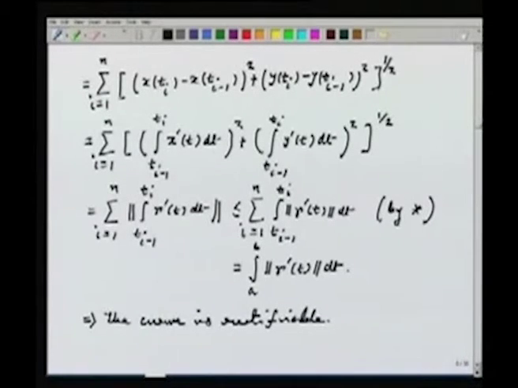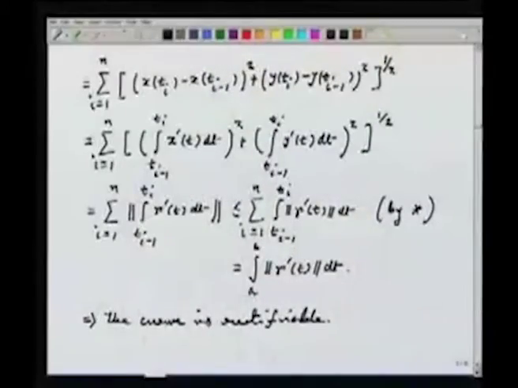Thus, what we have proved so far is that if x(t) and y(t) are differentiable functions with continuous derivatives, then the curve certainly is rectifiable. Now, under these assumptions, I will try to find an analytic formula for the length of the curve.